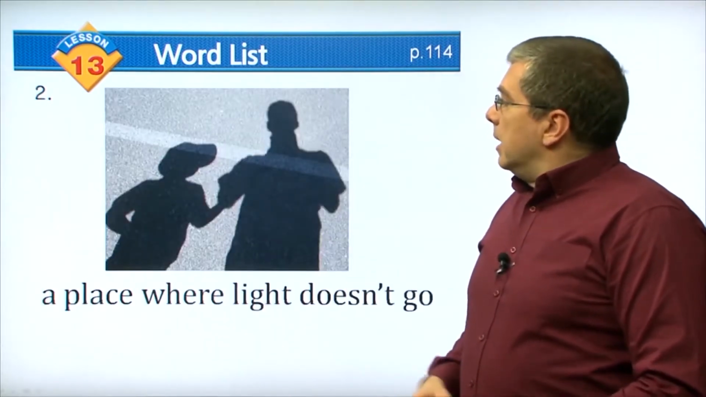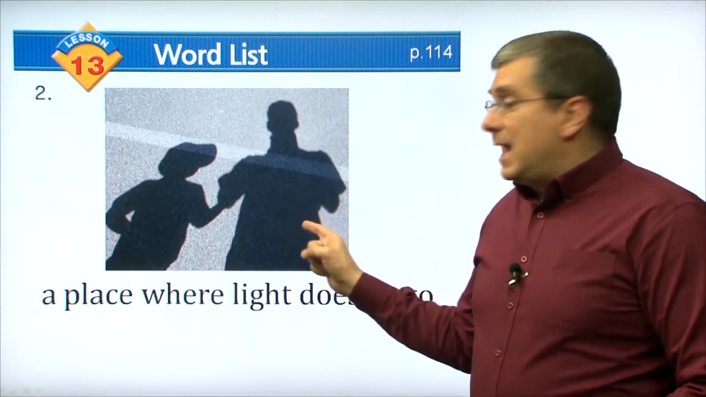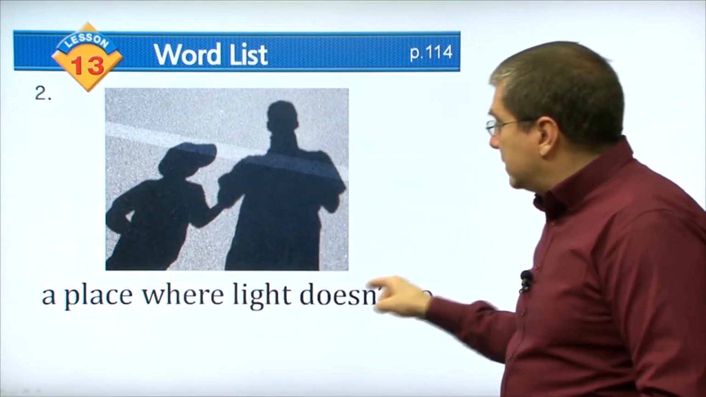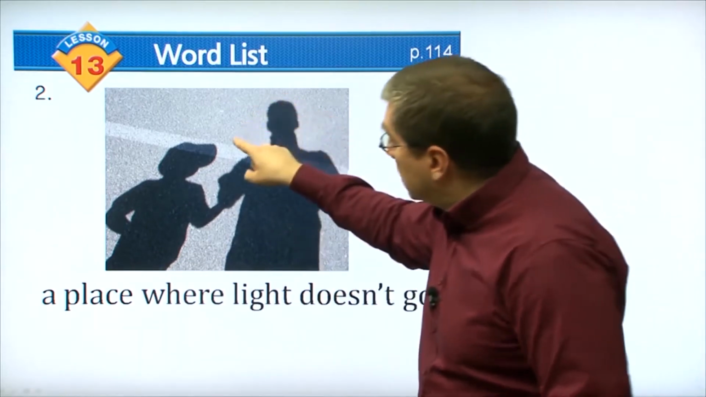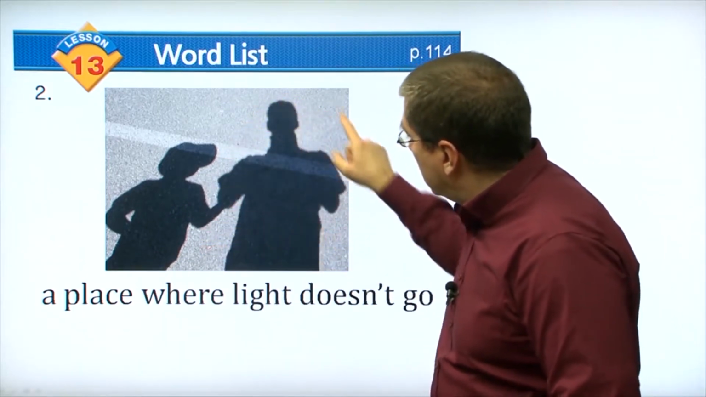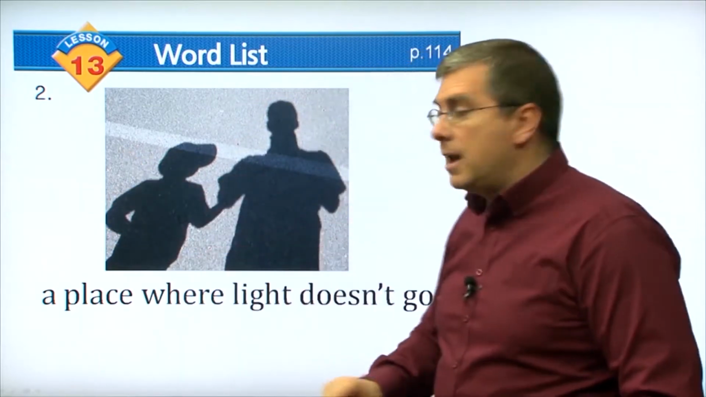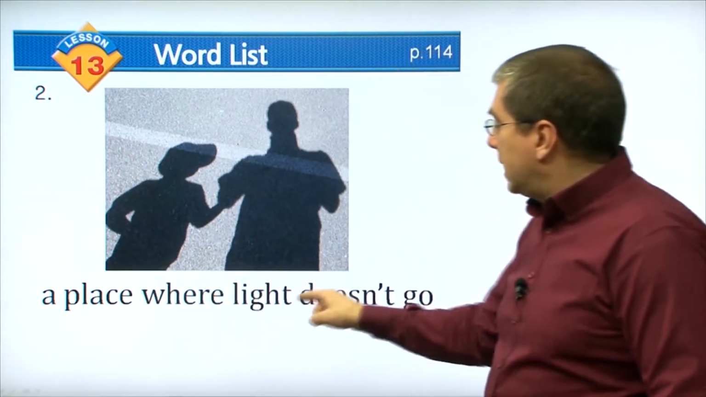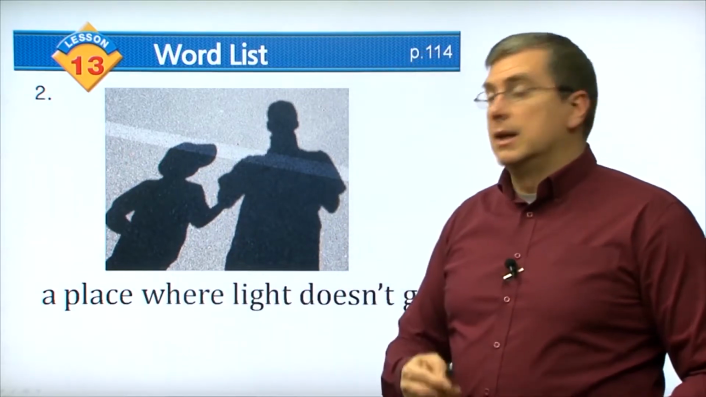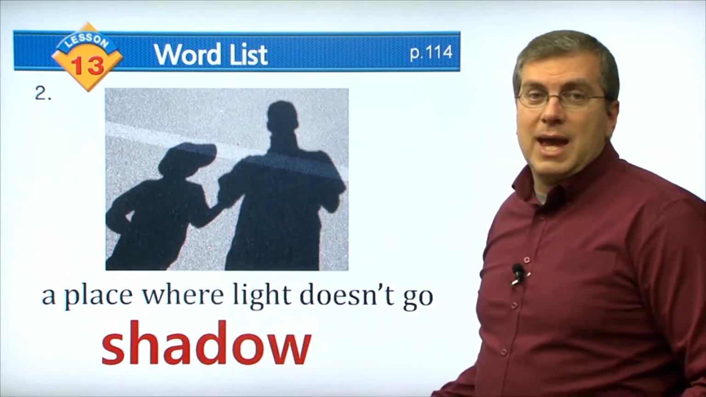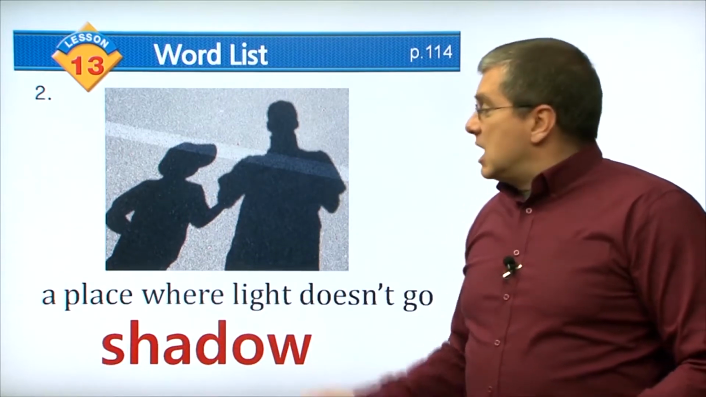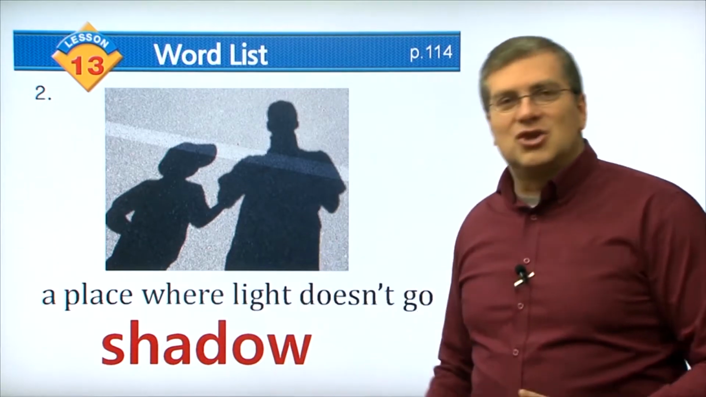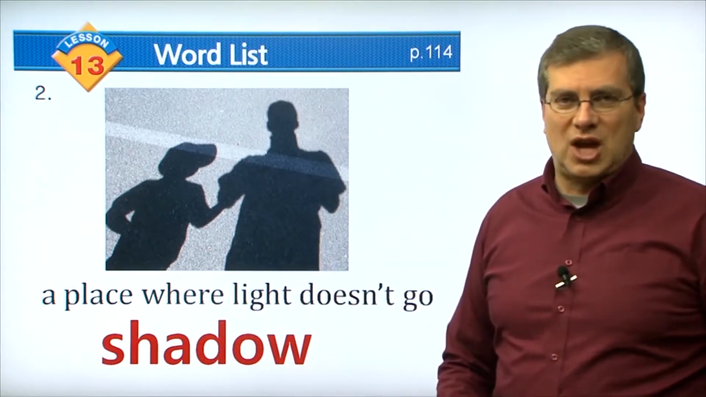Number two, on a bright sunny day, you see this a lot, don't you? This is a place where light doesn't go, right? Light goes here and here and here, but light does not go here or here. So a place where light doesn't go is a shadow. And on a sunny day, your shadow is always with you. You can always see your shadow, and you can see other people's shadows too.